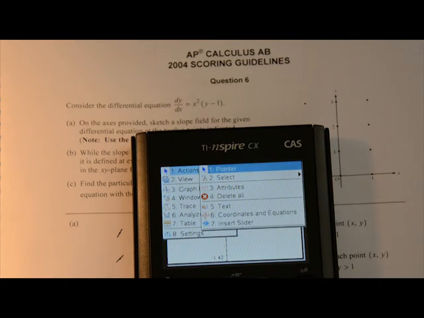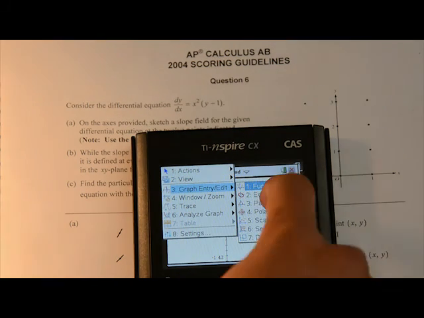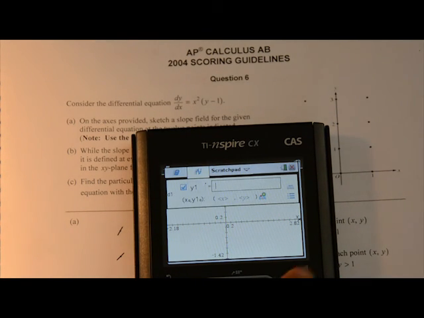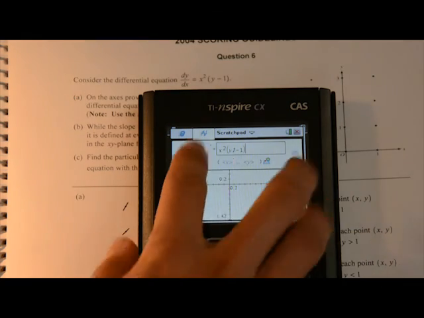So here we have a slope field FRQ. And so usually for part A of these slope field FRQs, even though they're really a gift, you can always double check how your slope field is going to look if you were to actually graph the slope field. So first we'll clear everything. Okay, that's clean. Now we go to graph entry, and instead of going to 1 for function, this time we're going to go all the way down to 7 for differential equations.